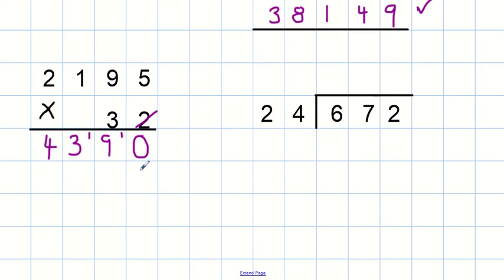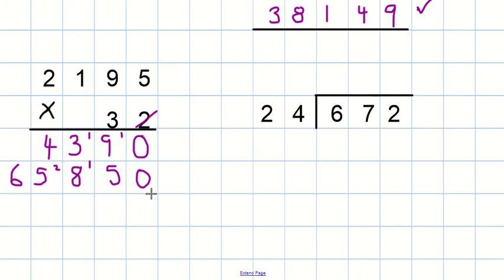Now I'm moving over to the tens, so I put my placeholder 0 in to represent the 30, and I'm going to multiply the numbers by 3 this time. So 5 times 3 is, that's right, 15. 9 times 3 is, that's right, 27. Add the 1 is 28. 1 times 3 is 3. Add your 2 is 5. And 2 times 3 is, that's right, 6.